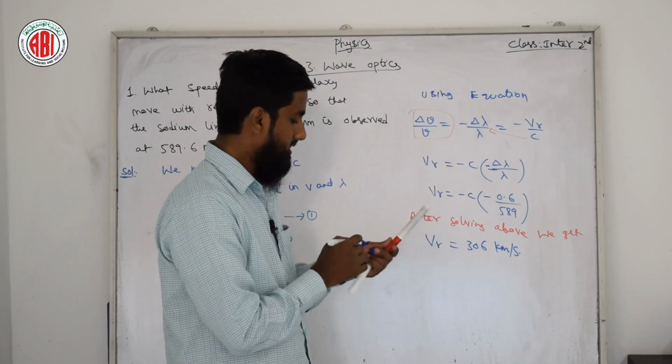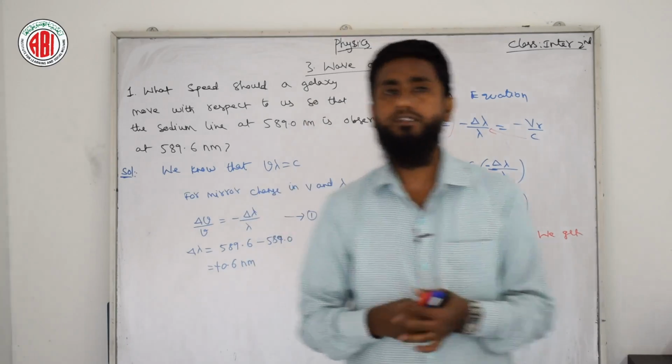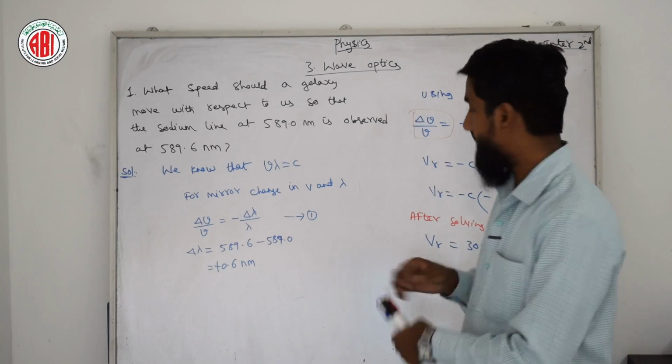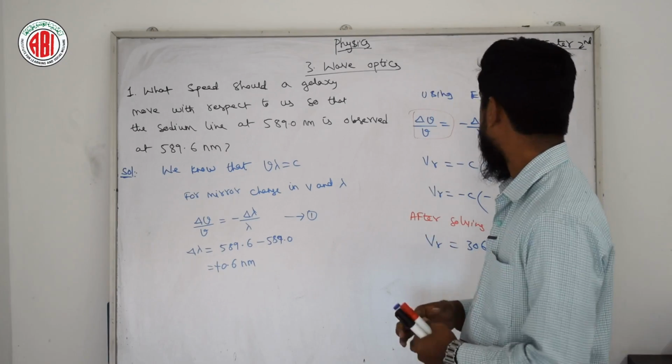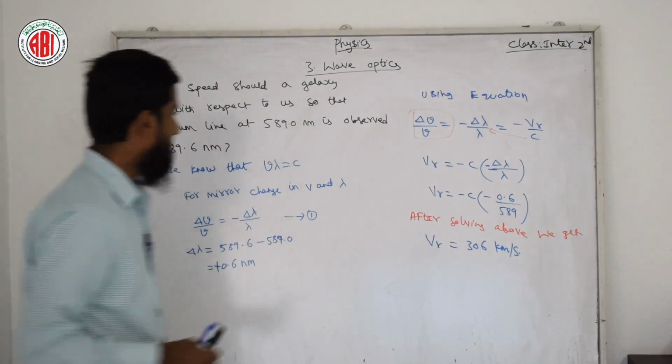So this is the speed of the galaxy. The galaxy speed is 306 kilometer per second. So this is a very easy and important problem you can solve. Now it is time to copy, you can copy this down.